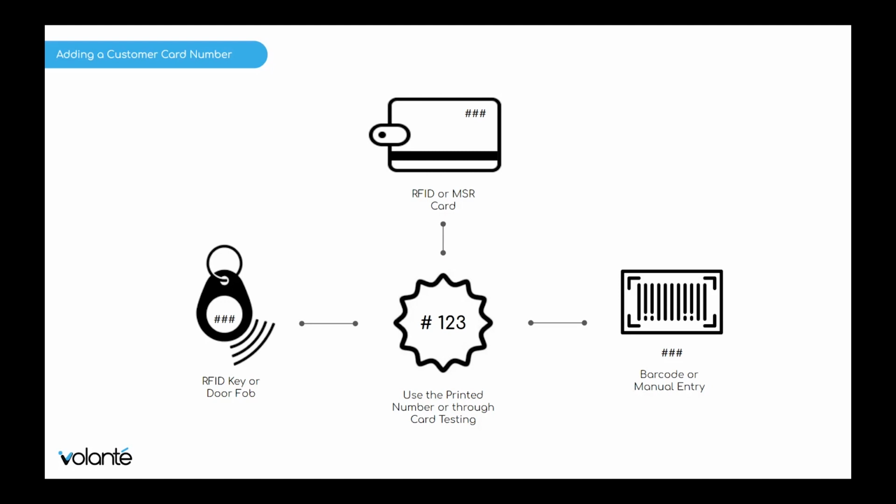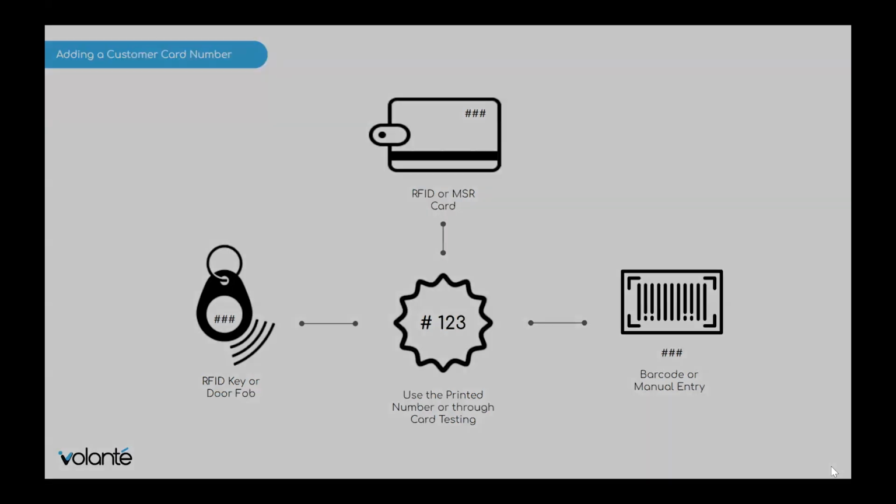It is very important we go through this testing process, as occasionally the printed number we see on the card may not actually be the number that gets output by the RFID fob, card, or MSR card in some cases. Testing these ahead of time will make sure that we don't have any discrepancy in the printed number versus what the output of the device actually is. Let's go ahead and get started now.